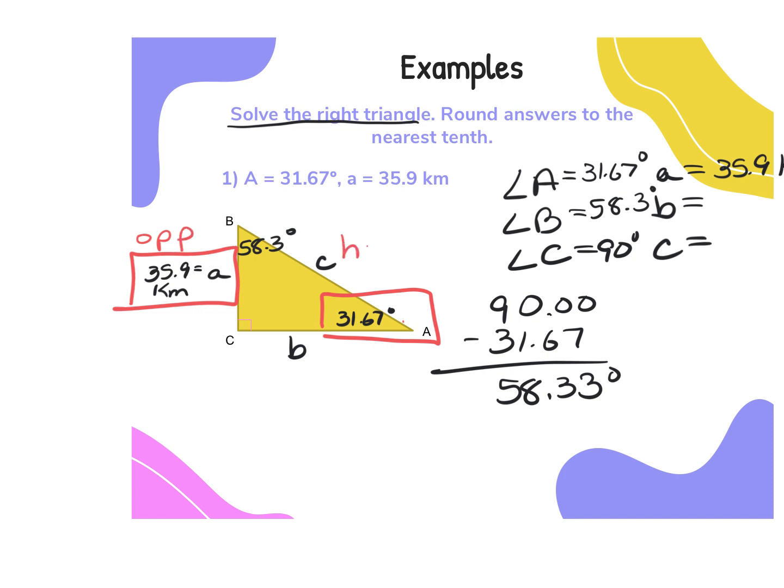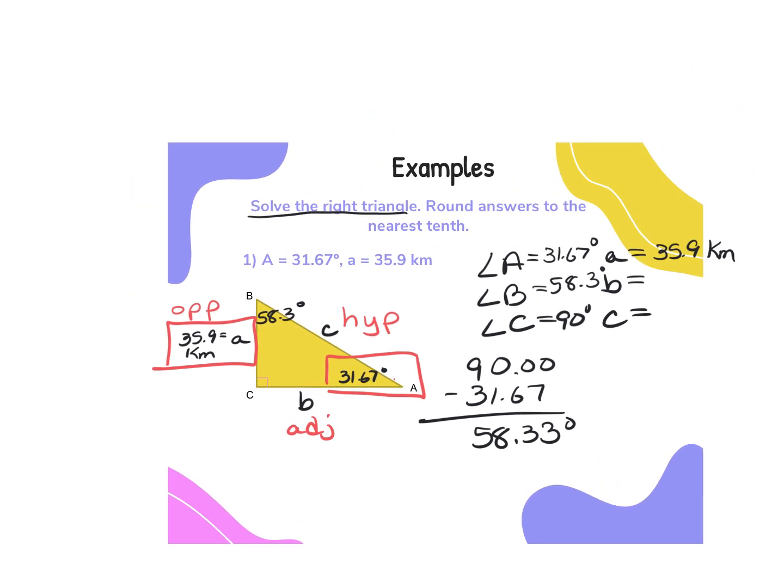Little c is always going to be the side across from the right angle, and it's the hypotenuse. And little b is my adjacent. So what I'm using to solve these right triangles is my SOHCAHTOA. Now I'm going to look to see where my variable is that I want to solve for first. So let's say I want to solve for little b first. I'm going to look to see what I boxed in red.